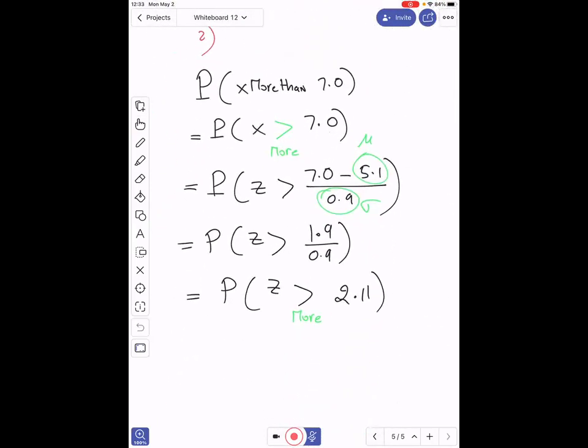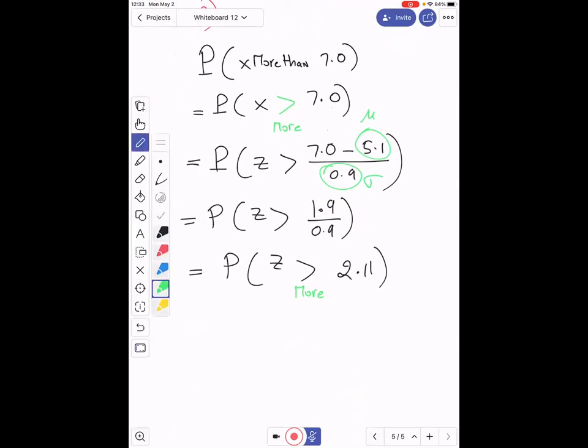When you have more, there is one more thing to do. The problem with more than 2.11 is that it will be the area to the right of 2.11. So that will be the probability that Z is more than 2.11, the area to the right of 2.11. More is the area to the right; less is the area to the left.